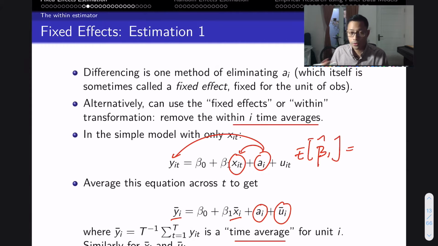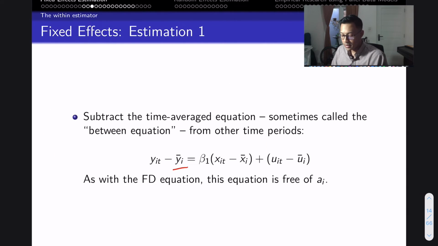Okay, so just going back to the time demeaning equation. What we have here is quite similar to the first difference equation, and this equation is now free of the unobserved heterogeneity a. Now we view this time demeaned or within equation as an estimating equation.